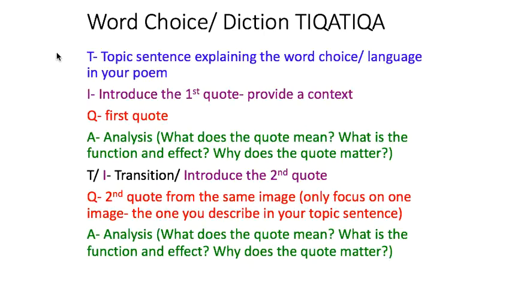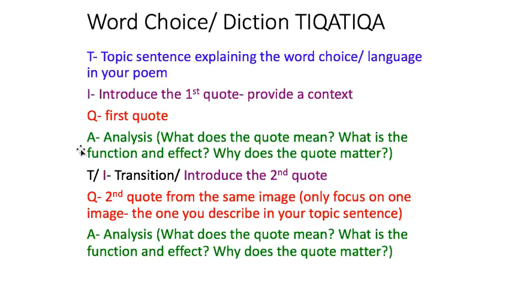For the overall analysis paragraph, you're doing a double TIQA. So you're going to have your topic sentence, you're going to have your introduction to your quote. Make sure that you're providing context. Think about where this quote is located in the piece and what is happening beforehand. Think, if the reader of my analysis has never read the poem, how can I still allow them to understand what I'm talking about? You have your first quote, and then you have your analysis.